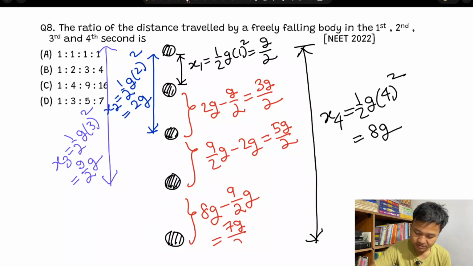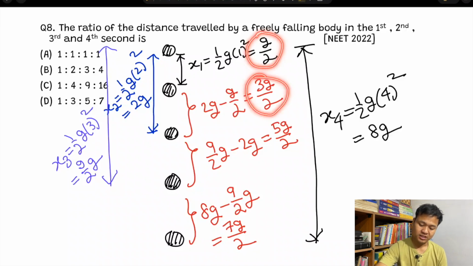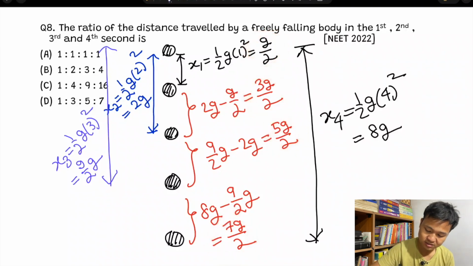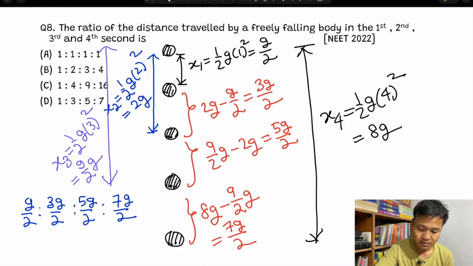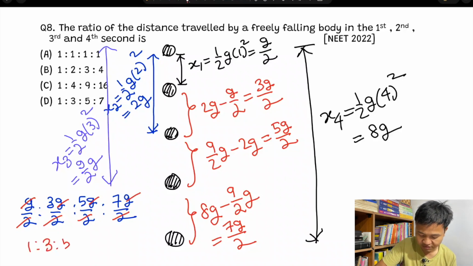So 7z by 2. Okay, so the question is asking you, what is the ratio for the first second, second second, third second, and fourth second? So take the ratio of this. How much is this? z by 2 is to 3z by 2 is to 5z by 2 is to 7z by 2. Now you can cancel this common term, z. So what is the remaining? 1 is to 3 is to 5 is to 7. Okay, option D.